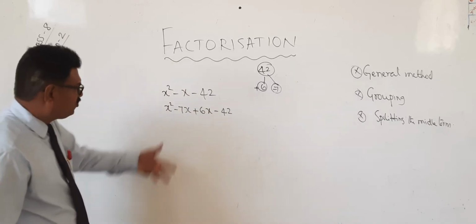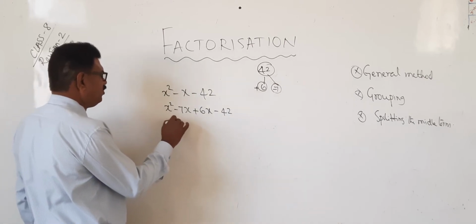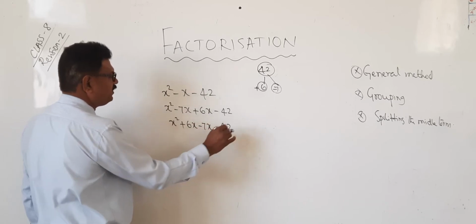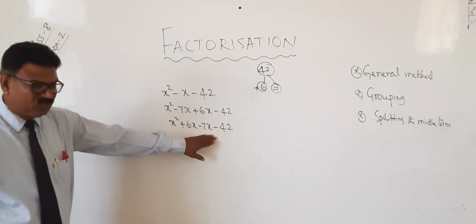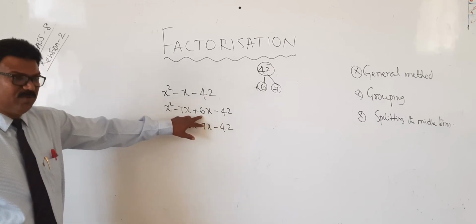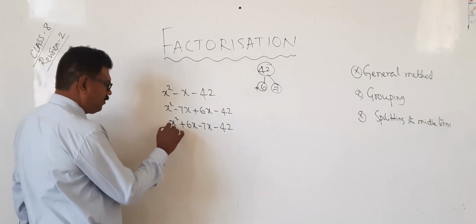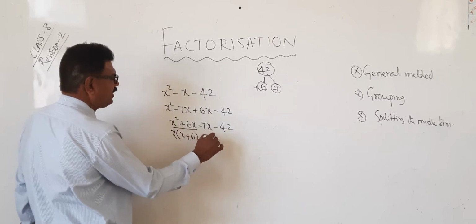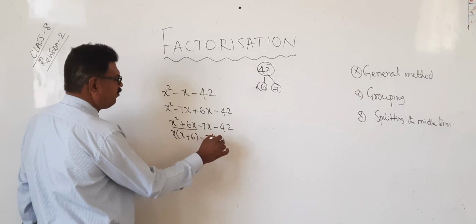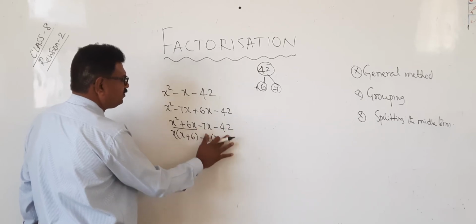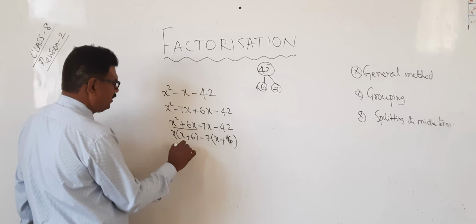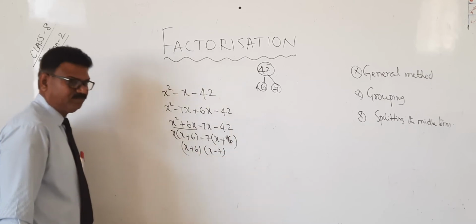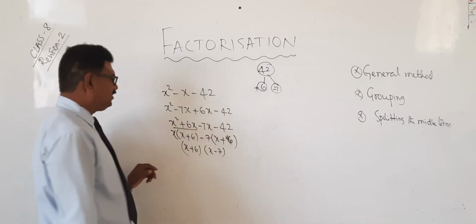You can write like this or you can write like this also, there is no problem. X square plus 6x minus 7x minus 42. If you write like this also, no problem. You see now, what is common in these two? Yes, x plus 6. Minus 7 if you take, again x minus into plus is minus only. Sorry, 6. Therefore, x plus 6 into x minus 7. If you want to write like this, that is also correct.